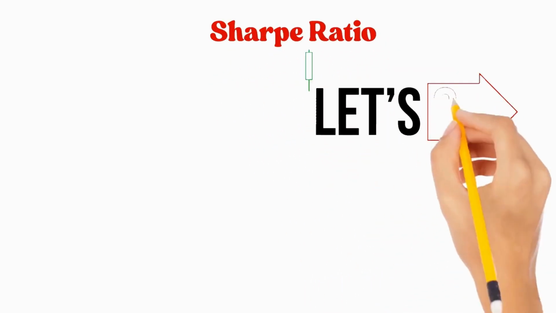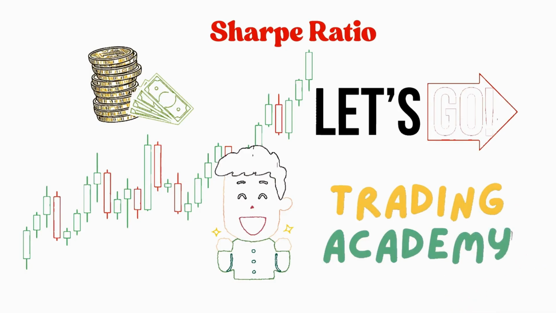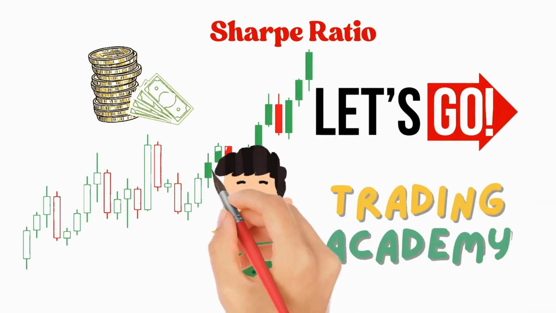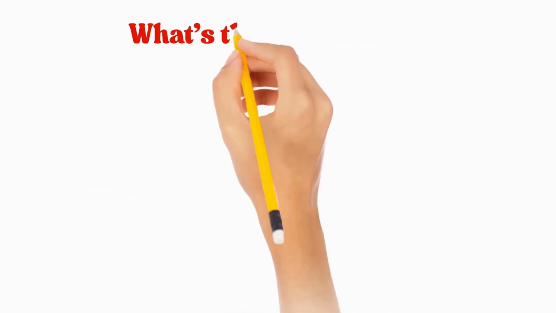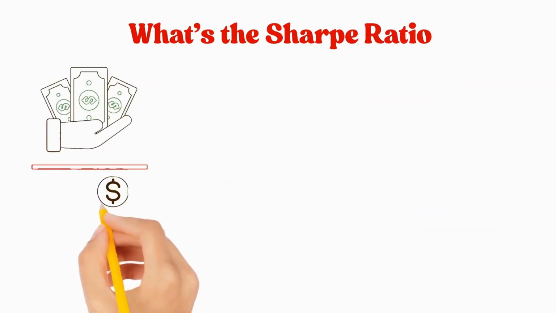Hello everyone. In the next 3 minutes, let's break down the Sharpe ratio, a measure of an investment's risk-adjusted performance. It doesn't just look at how much you earn, but also how much risk you take to earn it. What is the Sharpe ratio? Simply put, it is the excess return divided by volatility.